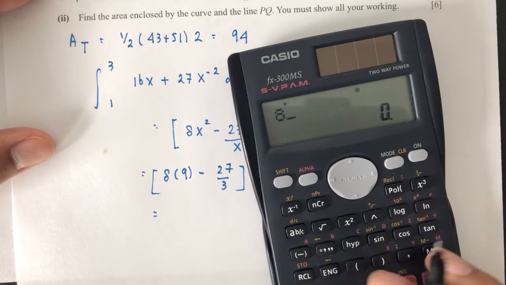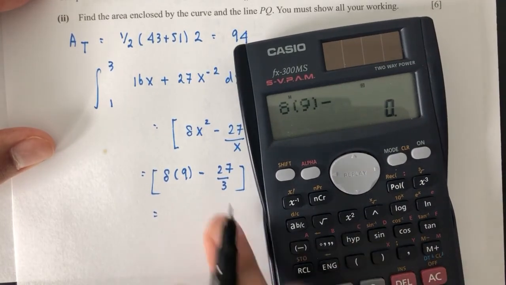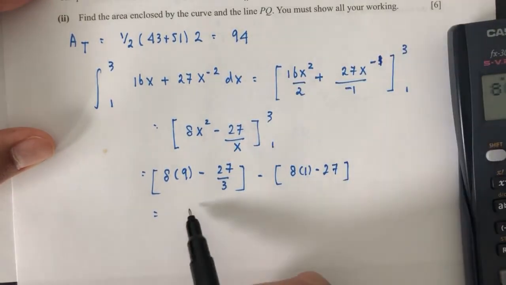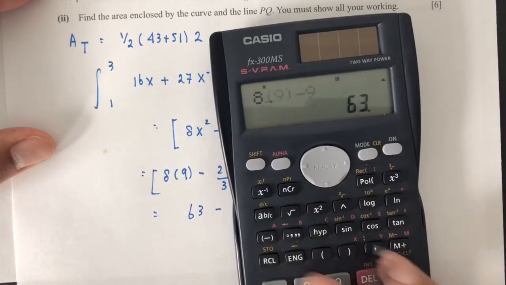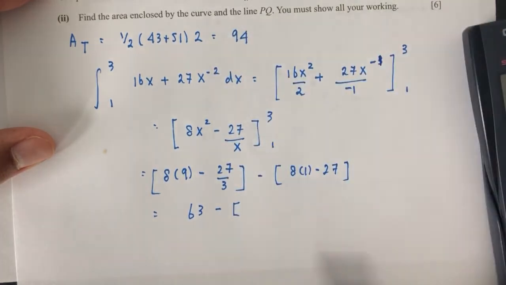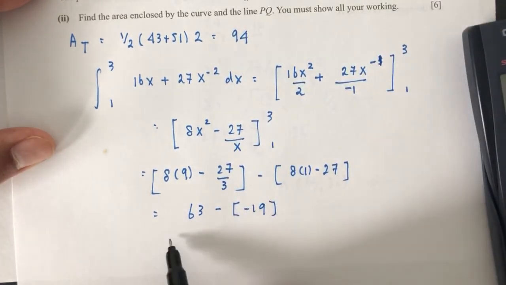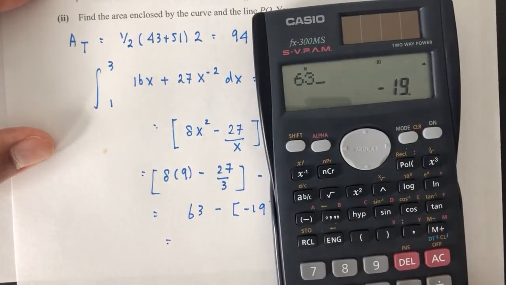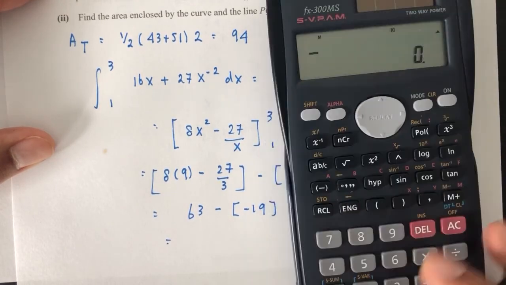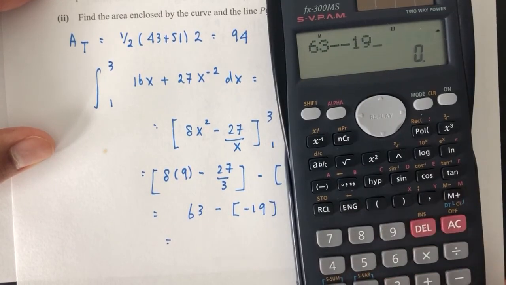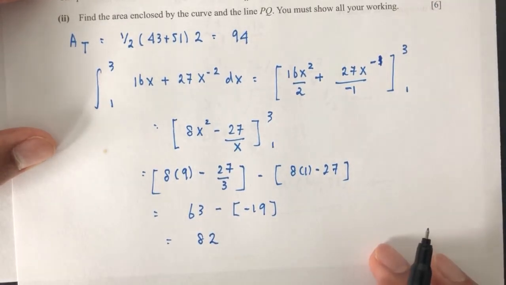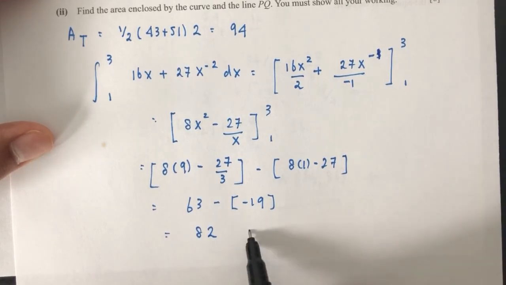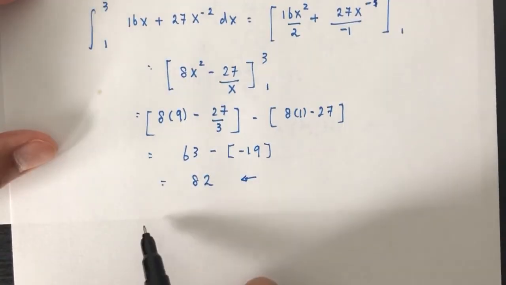So let's do that. 8 times 9 minus, this is 9. That will be 63 minus 8 minus 27. 8 minus 27, that will be minus 19. So your answer will be 63 minus 19, that will be 82. So the area below the curve is 82. So what is the area of the region?